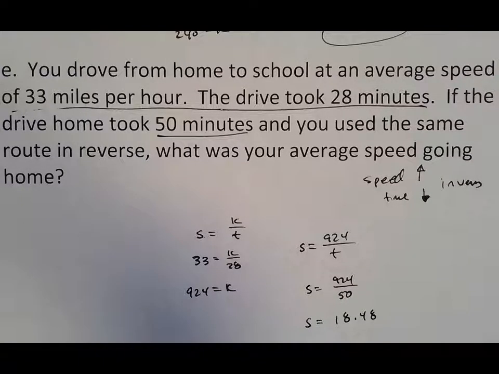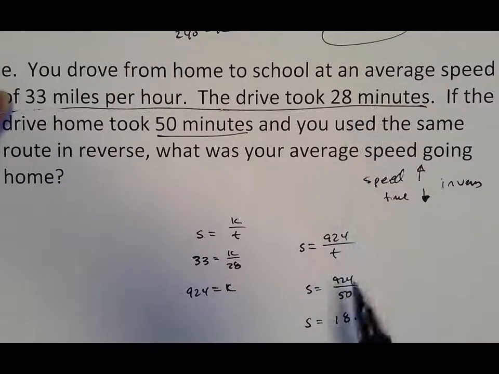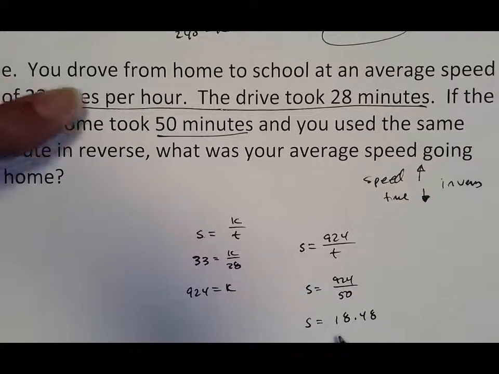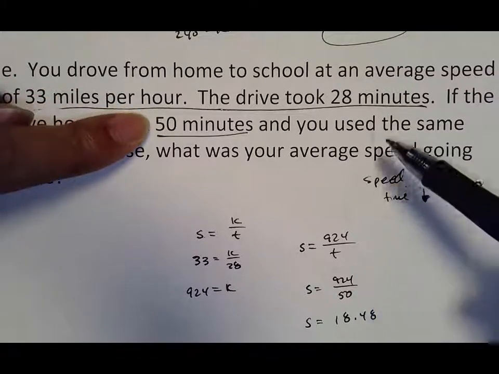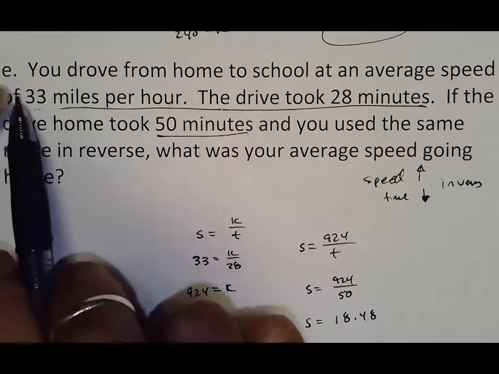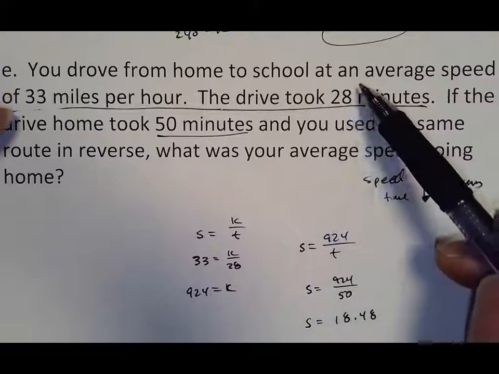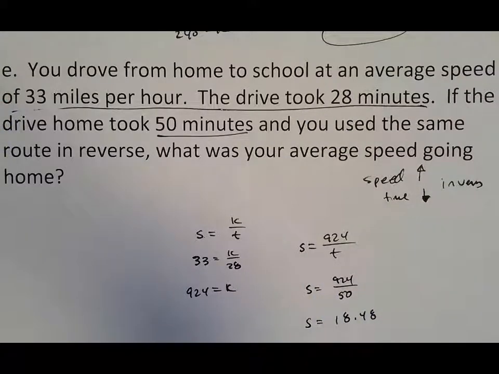And let's just ask ourselves, because the good thing about these is that they are realistic, does this make sense? If I drove 33 miles per hour and it took 28 minutes, 18 miles per hour is almost half that. And notice that 50 is almost double 28. So it does make sense, because if I slowed down by half, then I should have driven twice the amount of time. Again, the relationship kind of keeps it intact. Again, focus on that stuff.